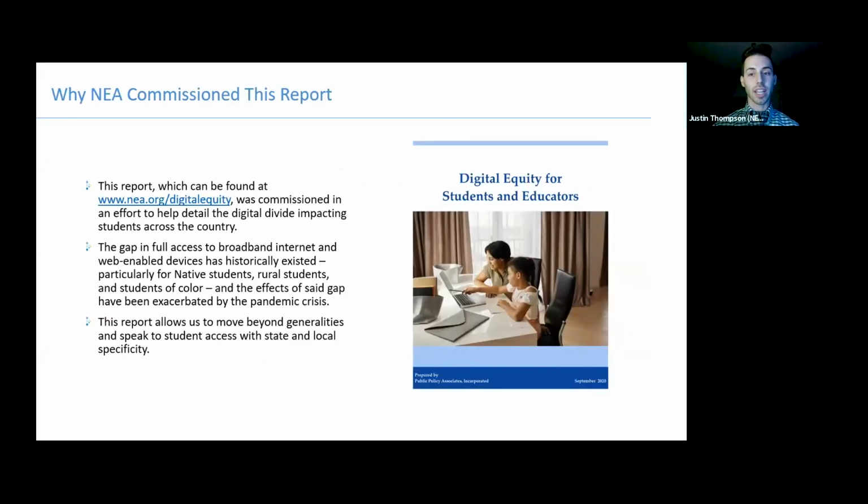So, like Brent said, the NEA commissioned this report back in October, and you can find it at nea.org/digitalequity. And I highly encourage you to take a look at that sometime in the near future so that we could detail the digital divide impacting students across the country. The gap in full access to broadband internet and web-enabled devices has always existed. It's always been there, particularly for Native students, rural students, and students of color. But these effects have been exacerbated by COVID-19. And so in the past, we've been able to speak to this in generalities, but this report allowed us to speak to this with more state and local specificity.